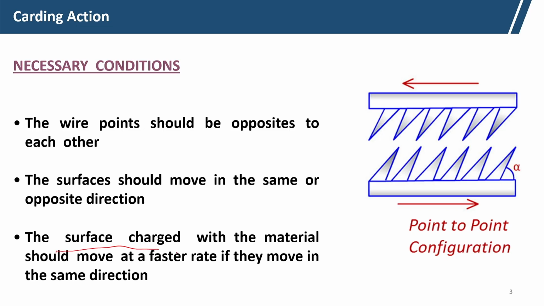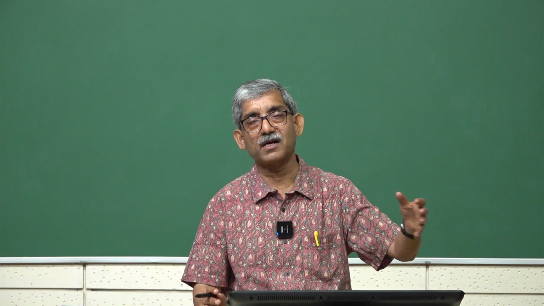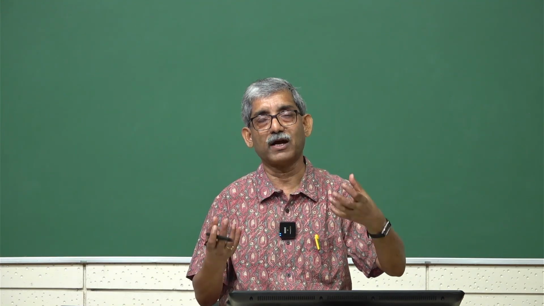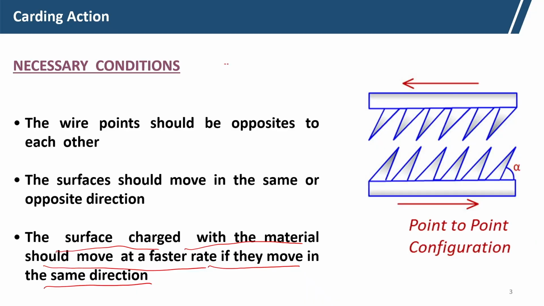The surface charged with the material should move at a faster rate if they move in the same direction. That means if they are moving in the same direction, the surface which is charged with the fiber, that is full of fiber, should move at the faster speed. Now, let me discuss this one. Suppose this is moving in the A direction, the same direction, they are moving in the same direction.